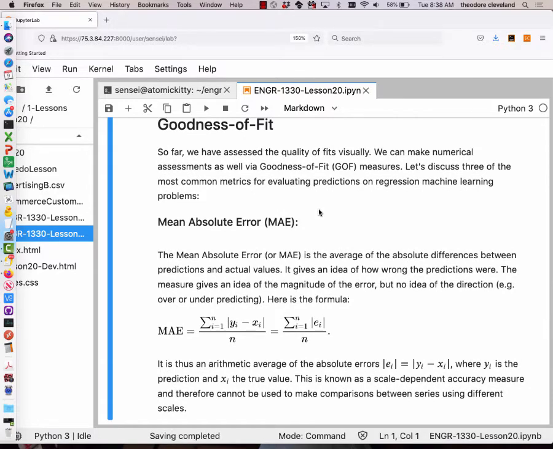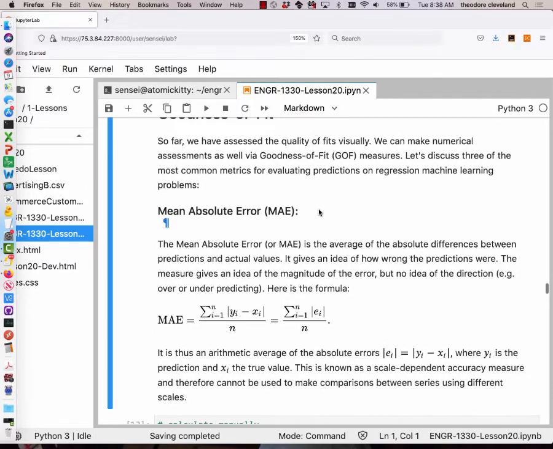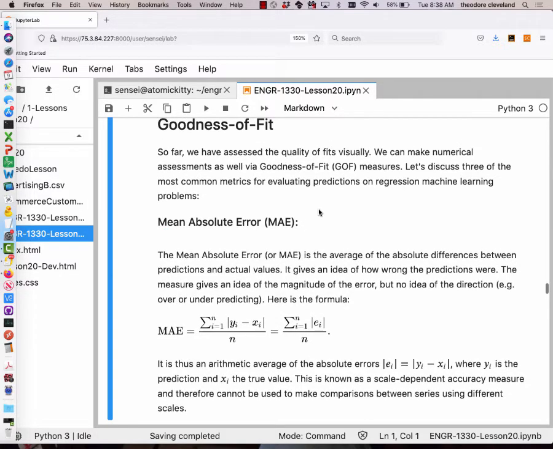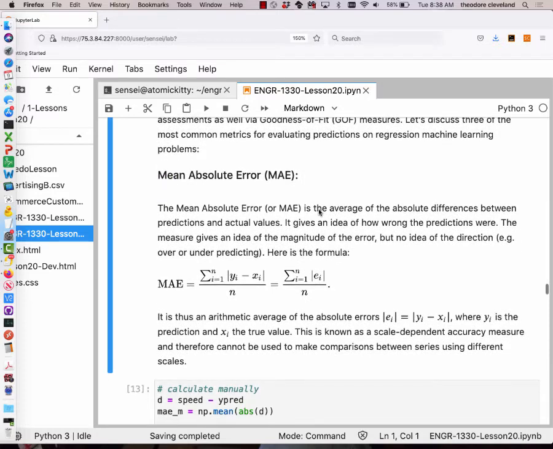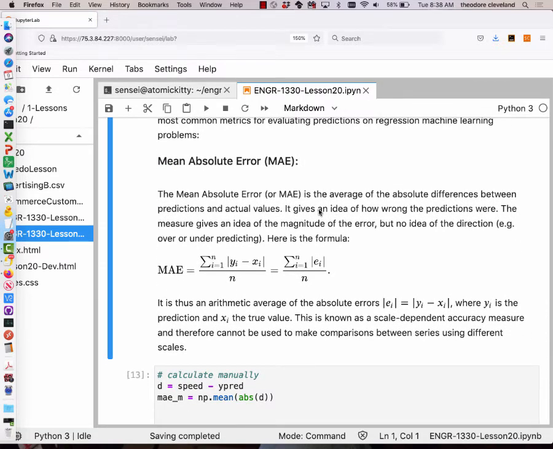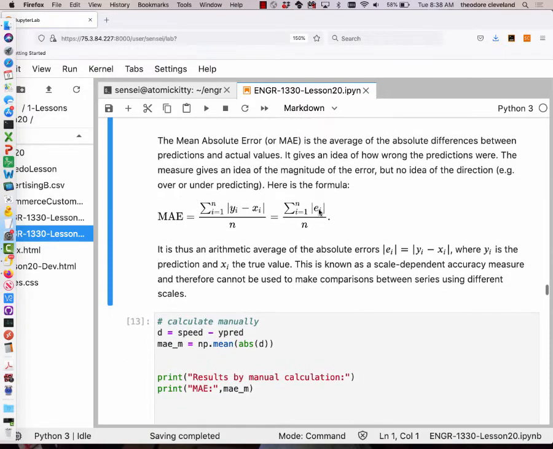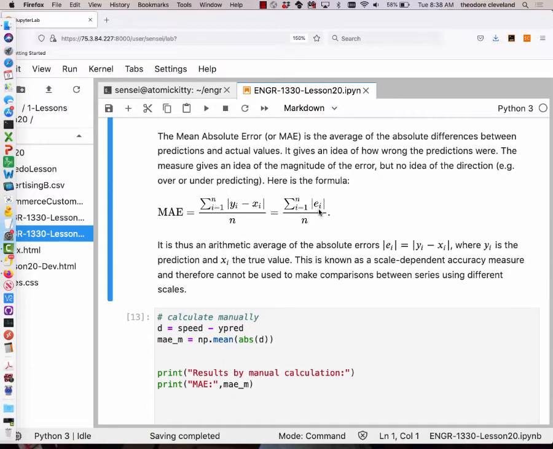We can assign numbers to our goodness of fit, and from those numbers make a decision. So we're going to look at 3 of the most common metrics for evaluating predictions on regression-based prediction engines. First is called the mean absolute error, or angry absolute error. That was a pun. The mean absolute error is the average of the absolute differences between predictions and actual values.